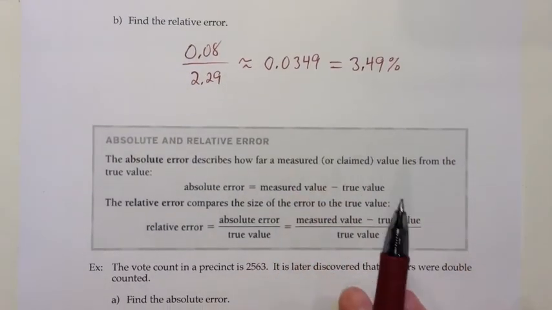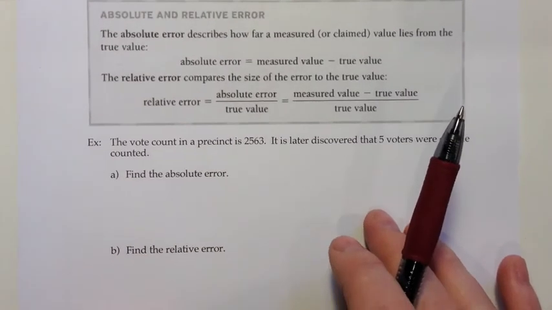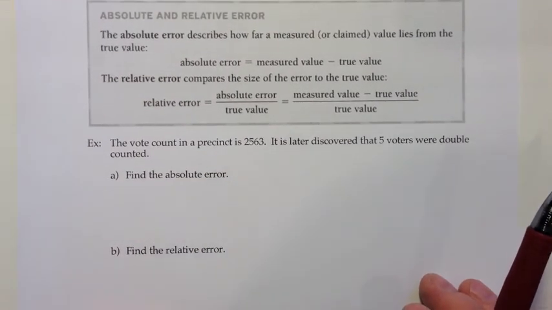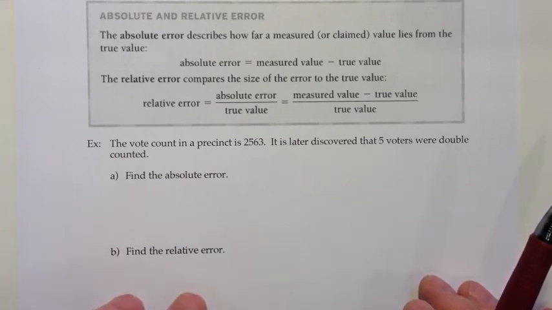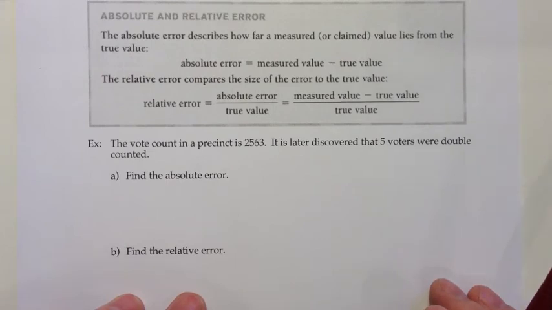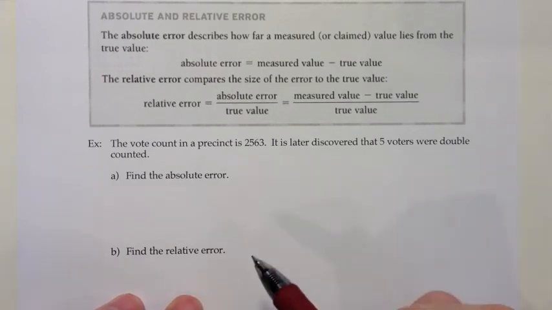So let's take those same definitions right there and just apply that one more time. And this time we're going to apply it to a voting situation. So the vote count in a precinct is 2,563. It's later discovered that 5 votes were double counted. So find the absolute error.